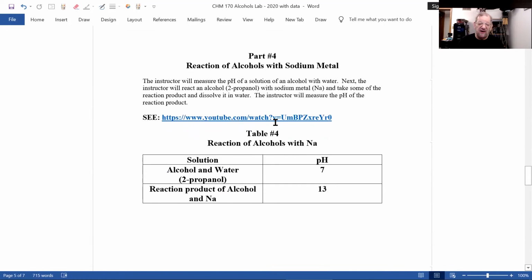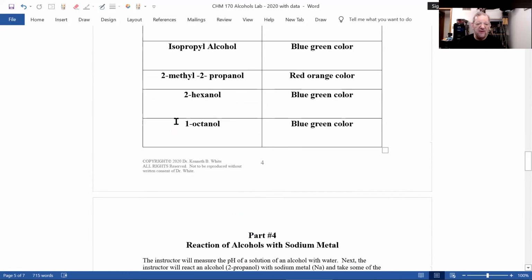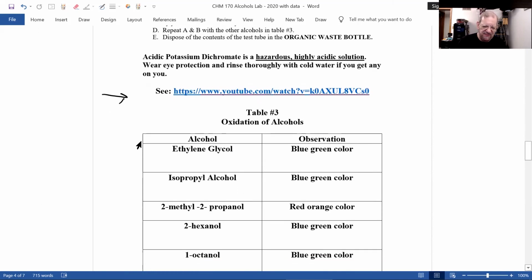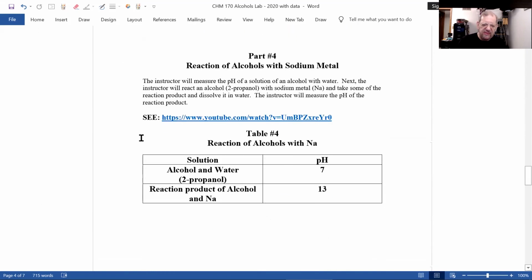Finally, the last part: alcohols can react with sodium. And up here, I found a really nice YouTube video for you to watch. Please watch these. They're only a couple of minutes in length, and it will show you what you would have seen in the lab if we were in the lab. And now let's talk about the reaction of alcohols with sodium.